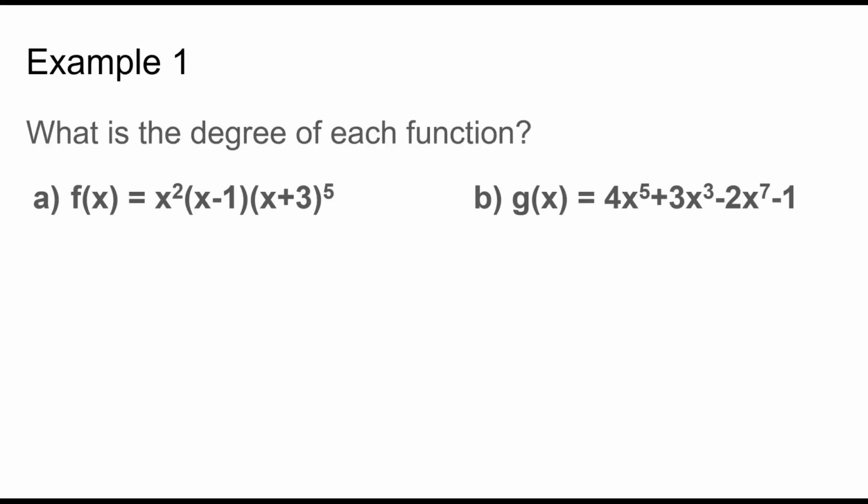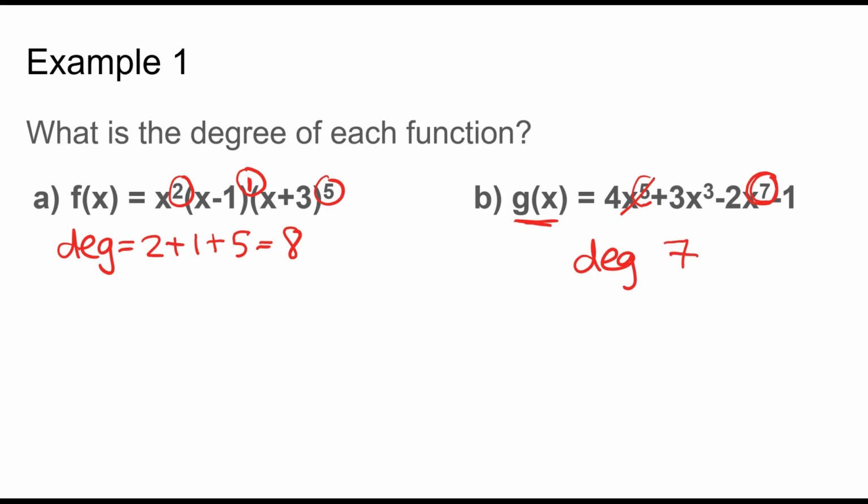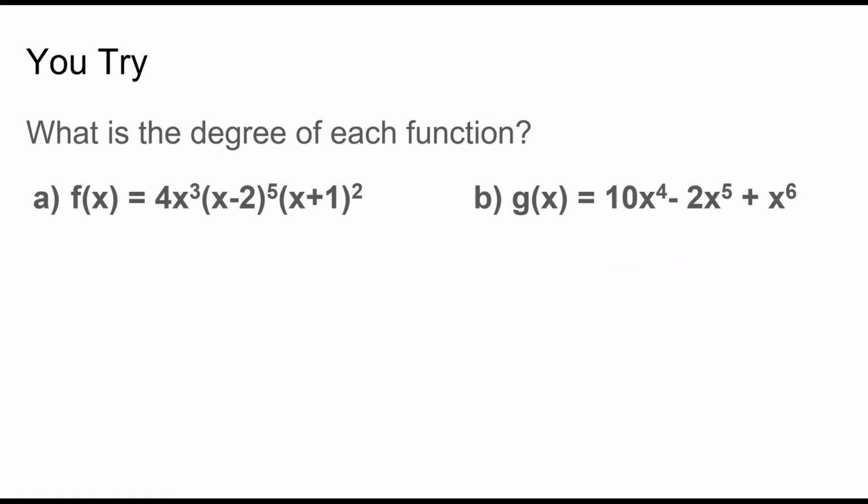We'll do two examples. What is the degree of each function? So first, decide if it's in general form or factored form. This is in factored form, and there's an invisible exponent of 1. To find the degree, we're going to add the exponents. We would get 2 plus 1 plus 5. The degree is 8. Ask yourself, is g of x in general form or factored form? This is in general form, so we find the highest exponent. I got tricked right there. The degree of this function is 7. You tried these two examples. Press play when you're ready to see the answers.